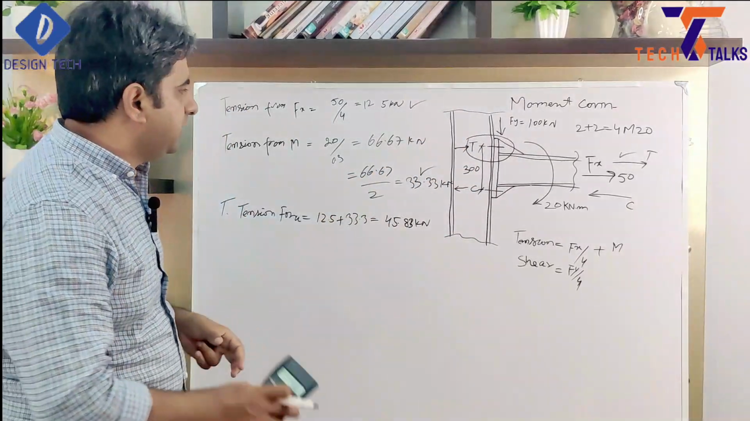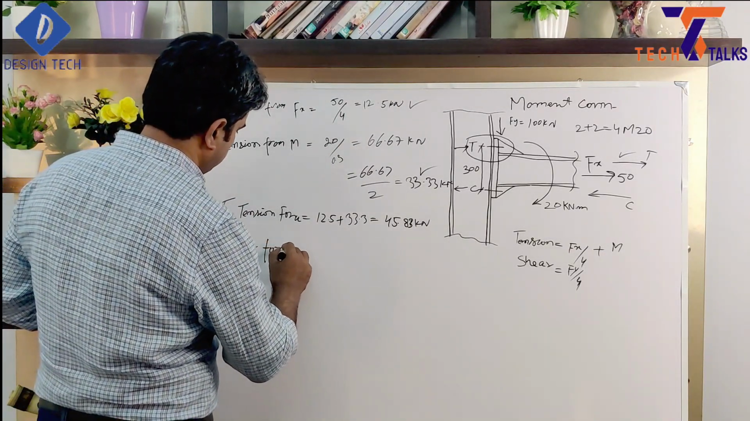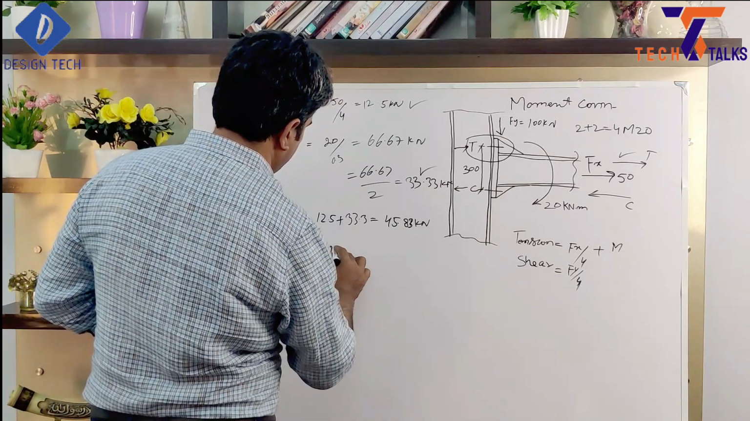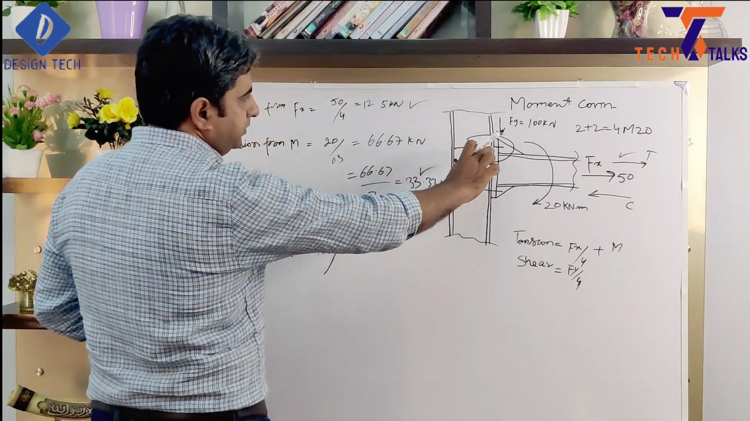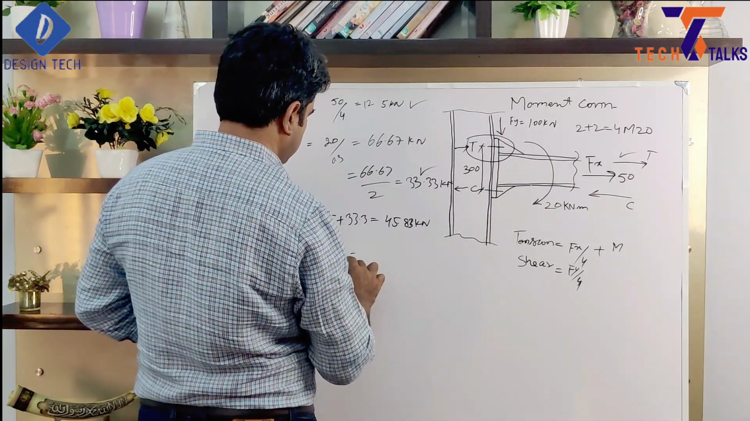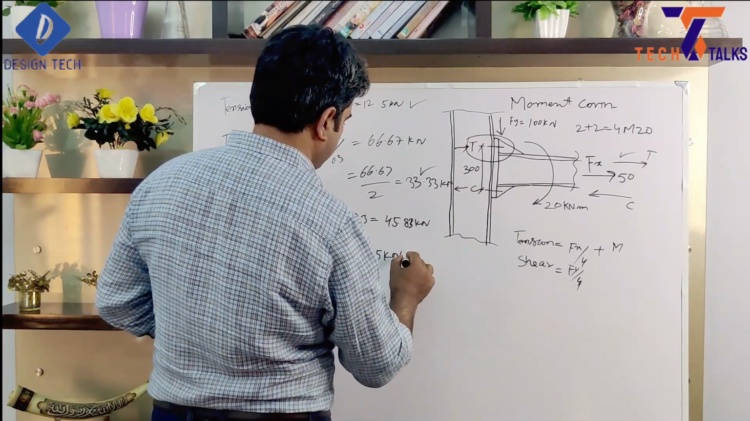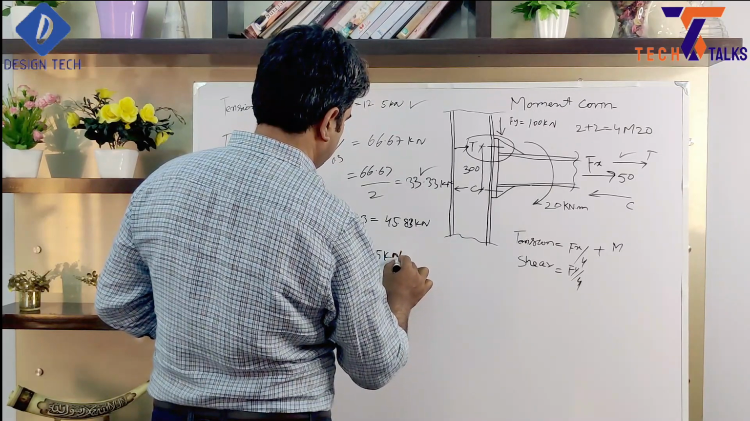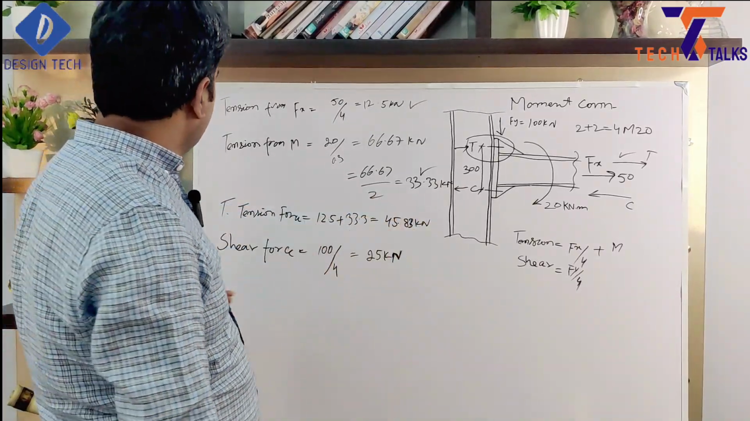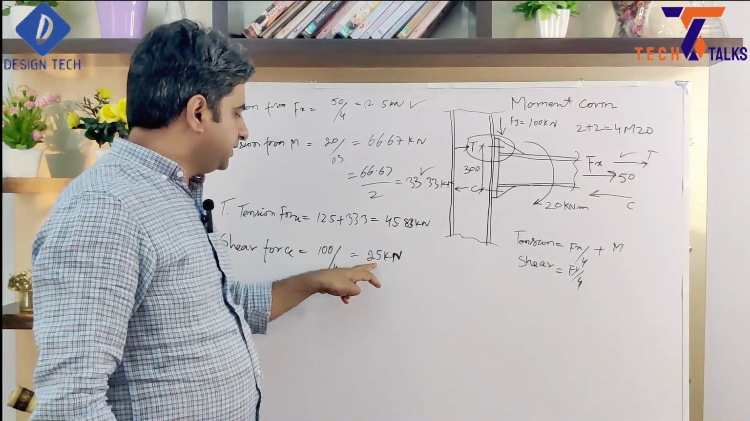Now we need to calculate shear force. Our shear force is 100 divided by how much, because this shear will be taken by these bolts and these bolts as well. So total are 4. So here will be 25 kilonewton as a shear force. So by this calculation we calculate maximum tension per bolt and maximum shear per bolt.